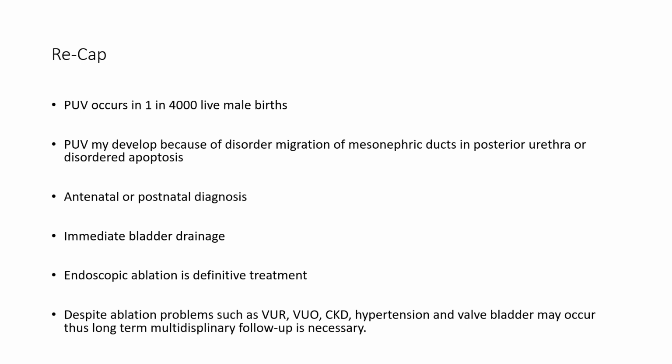We talked about the fact that definitive treatment is endoscopic ablation, and where this cannot be done immediately because of lack or non-availability of appropriately sized scopes, an alternative for long-term drainage, such as a vesicostomy or a long-term catheter, should be found. And finally, we talked about the fact that despite treatment by ablation, problems such as vesicoureteric reflux, vesicoureteric obstruction, renal failure, hypertension, and the valve bladder syndrome may occur. And so long-term multidisciplinary follow-up is necessary. This would include the pediatrician, the urologist, the pediatric surgeons, and the nephrologist.